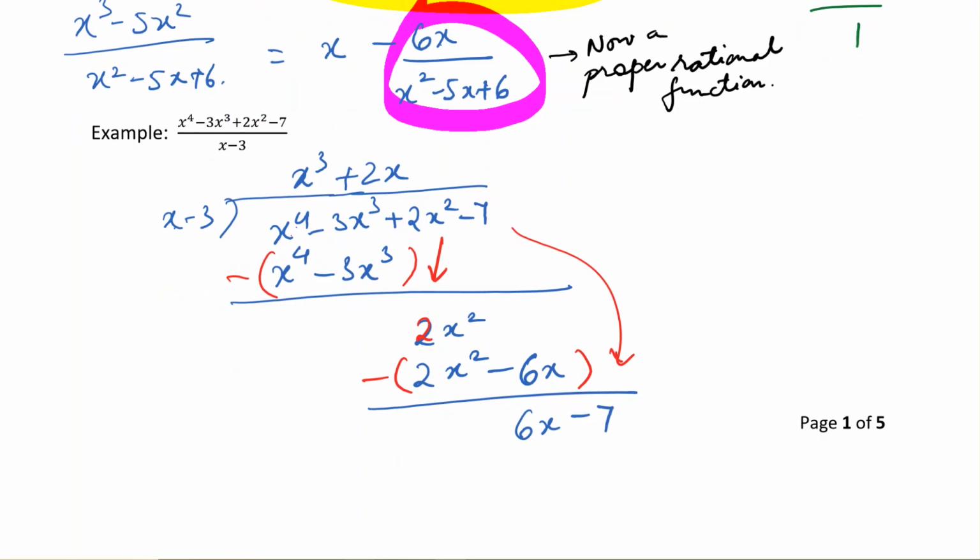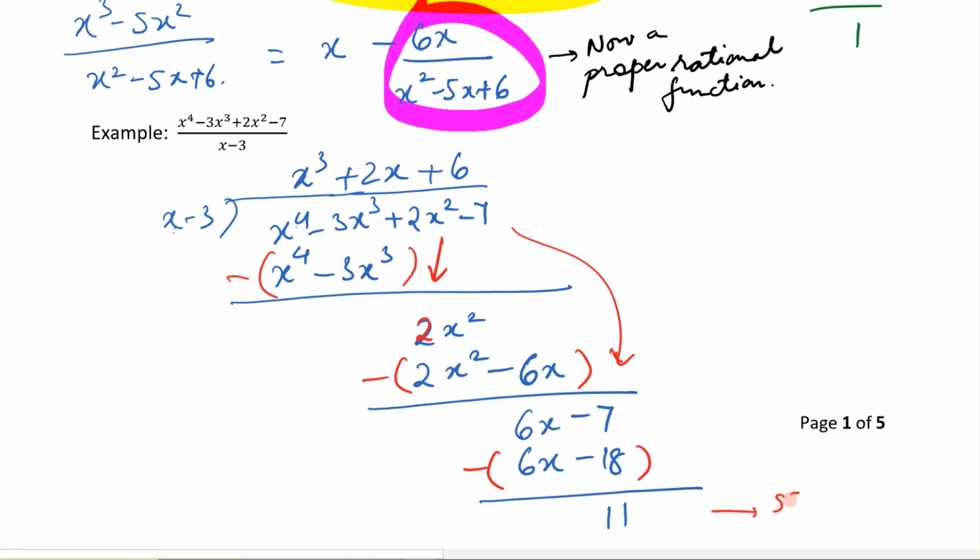So now we think, what should I multiply x with in order to get 6x? The answer is plus 6. So we get 6x. And then negative 3 times 6 is negative 18. And we subtract. We get 18 minus 7, which is 11. And now we got the degree 0 here, and we have a linear term here. So this is the time when we stop. This is our remainder. So 11 is our remainder.